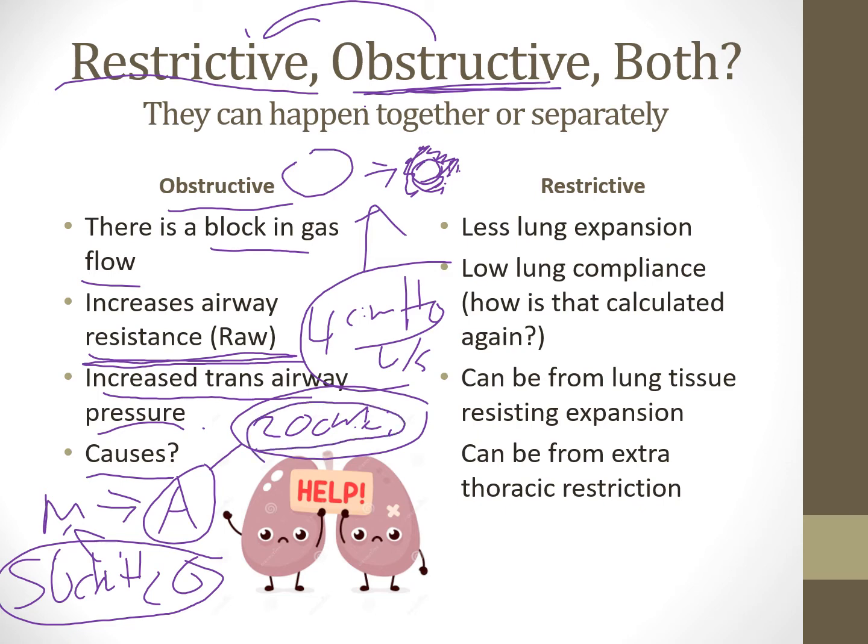This is trans airway pressure. And that's increased because there's a high airway resistance, because there's something blocking gas from flowing all the way down there, right? So the bigger the transairway pressure, the bigger the gradient between these two, mouth and alveoli, the higher the Raw, the bigger the blockage there is in their transfer down there, right? The worse their asthma is.